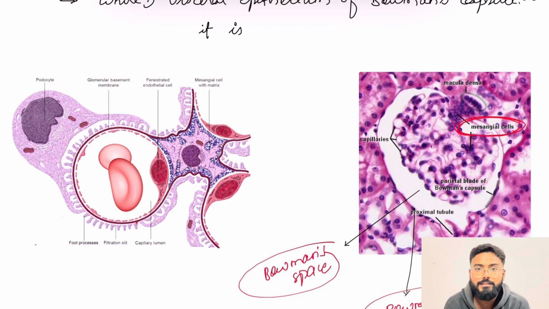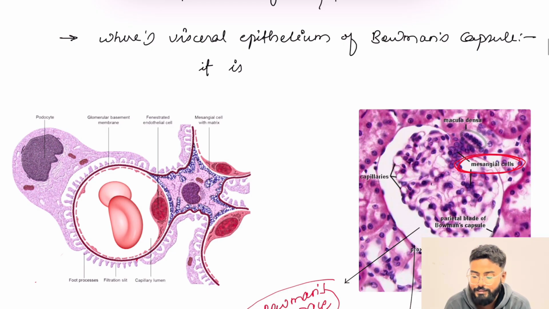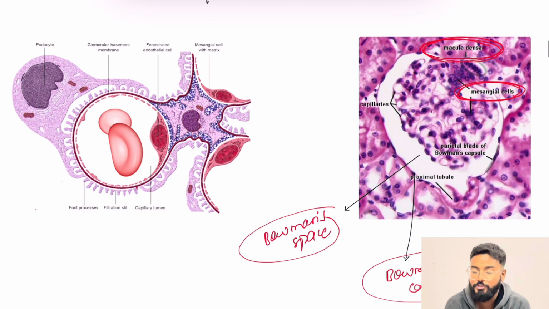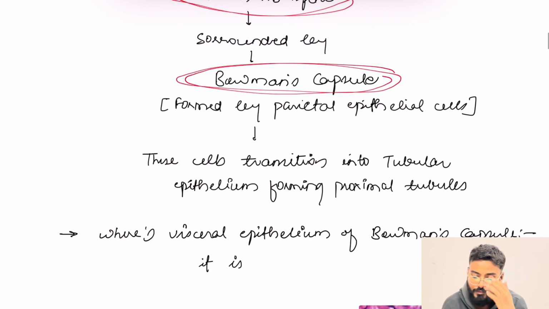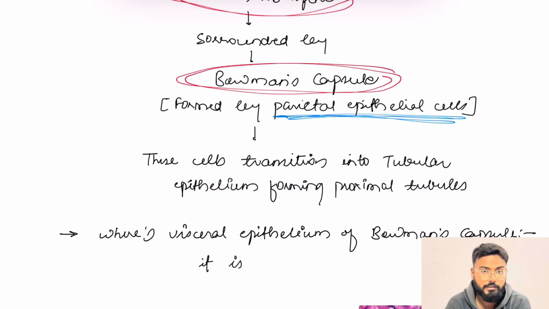So these mesangial cells are present around the tuft, outside but around the tuft, and they get specialized and in turn are going to form the macula densa. So this is the location of mesangial cells. You can appreciate Bowman's space and Bowman's capsule. Now this Bowman's capsule is going to get formed by parietal epithelial cells.